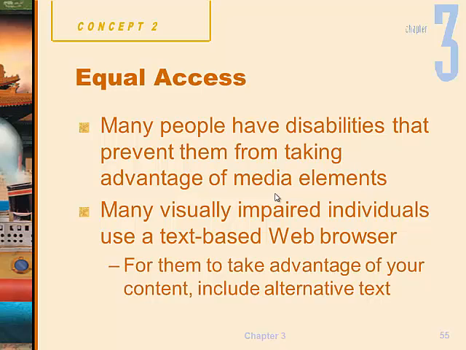Alright, and then equal access. Many people have disabilities that prevent them from taking advantage of media elements. Many visually impaired individuals use a text-based web browser. For them to take advantage of your content, you need to include alternative text because they can't see your images or your videos. So you need to have alternative text that tells them what that content would have been.